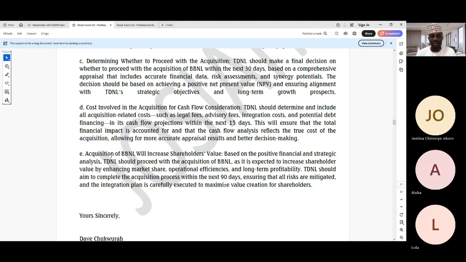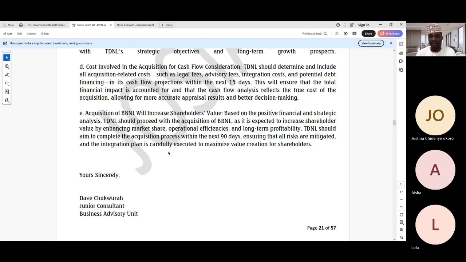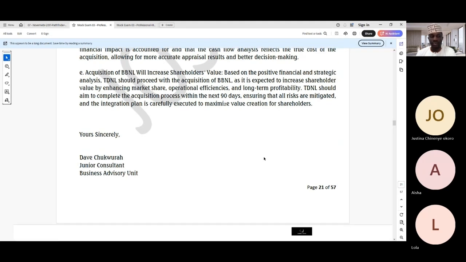And also the acquisition of BBNL should increase value. And we said that the increase of value depends on their market share, operational efficiencies, and long-term profitability. And they should aim to complete this in 90 days to ensure that all risks are mitigated and the integration plan is carefully executed to maximize value creation for shareholders.